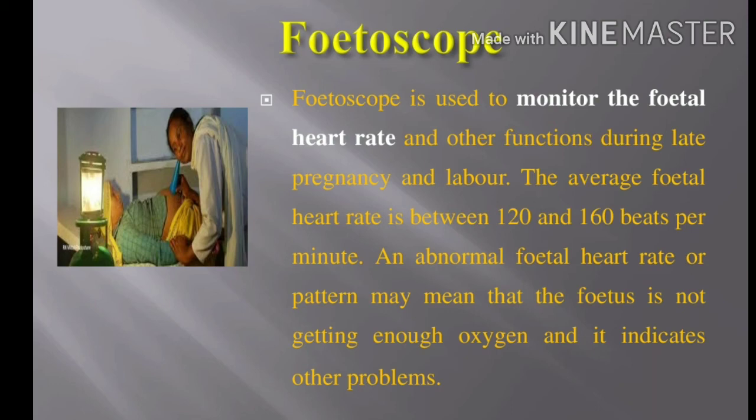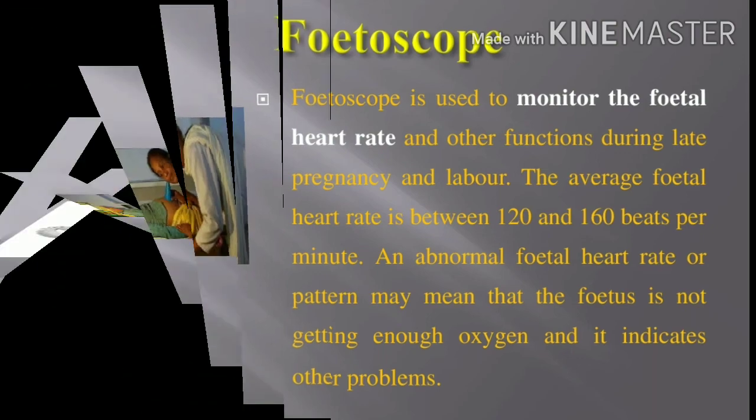Can you understand? So what is a fetoscope? It is used to monitor the fetal heart rate during late pregnancy and labor. What is the average rate? 120 to 160 beats per minute. An abnormal fetal heart rate indicates that the fetus is not getting enough oxygen, or it indicates other problems with the fetus.